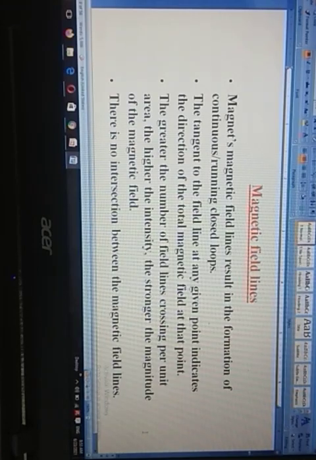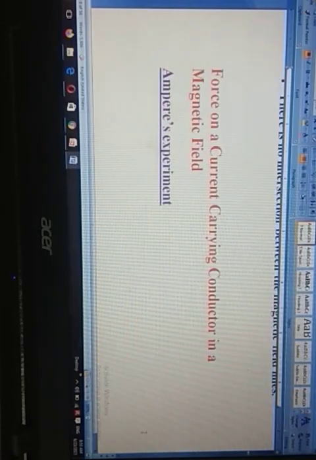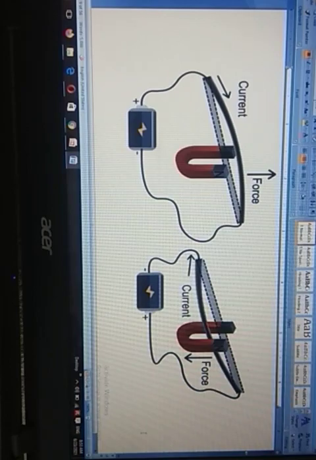There is no intersection or crossing between the magnetic field lines. Okay, so force on a current carrying conductor in a magnetic field can be shown by Ampere's experiment. This shows that when you take a current carrying wire and a battery and connect them in a circuit, it shows the direction of the magnetic force and the current passing through it.